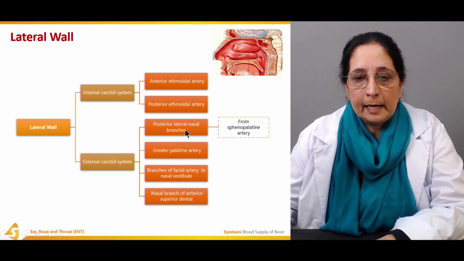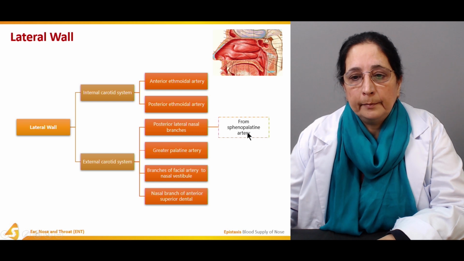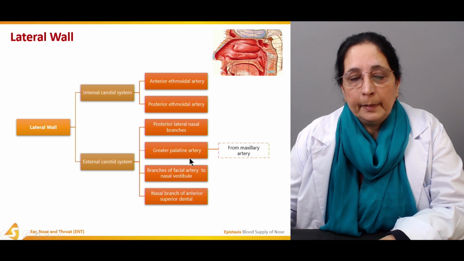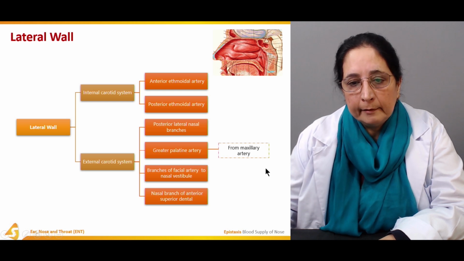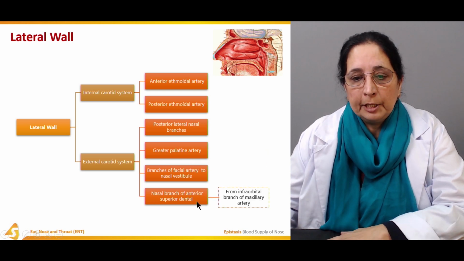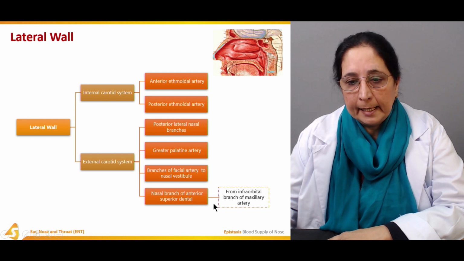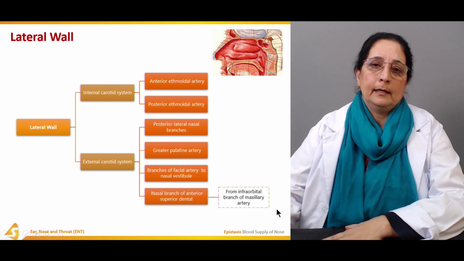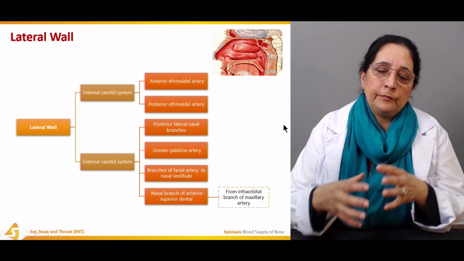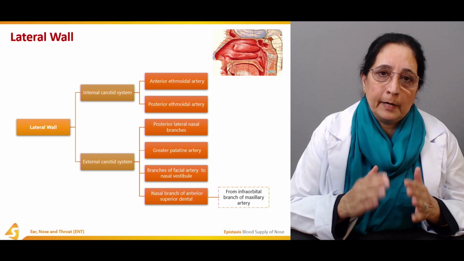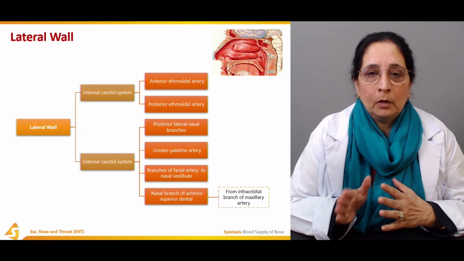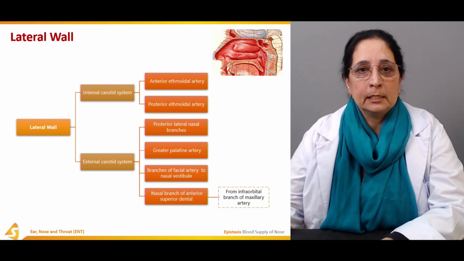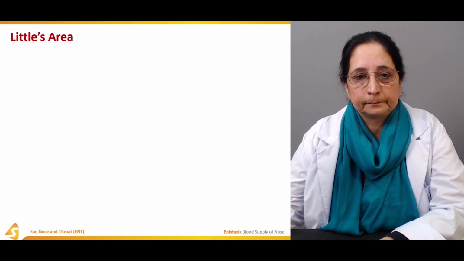The posterior lateral nasal branches are from the sphenopalatine artery. Greater palatine is from the maxillary artery, and nasal branch of anterior superior dental is from the infraorbital branch of maxillary artery. So different branches from the major blood vessels supply the lateral wall of the nose, which is in the external carotid system.